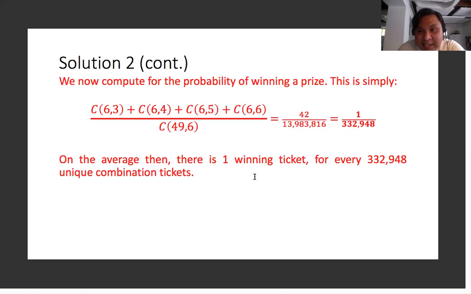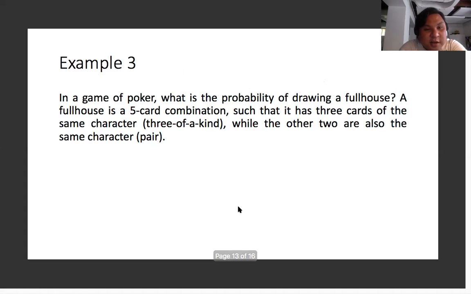I think the last example is about cards, right? Because as I mentioned a few weeks before, counting and statistics is pretty much studied intensively in gambling, right? Because gambling is such a money-making game, right? So the next example is again about poker. Right? So in this example, we're supposed to figure out the probability of drawing a full house.